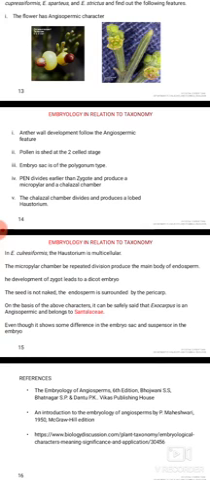On the basis of the above characters, it can be safely said that Exocarpus is an angiosperm and belongs to Santalaceae, even though it shows some differences in embryo sac and suspensor in the embryo.